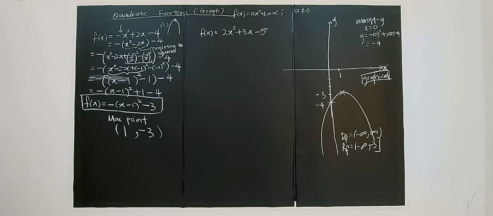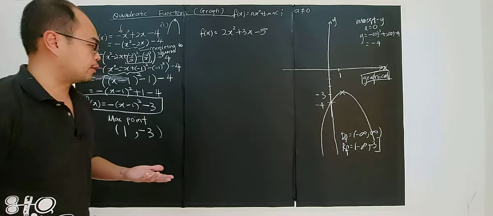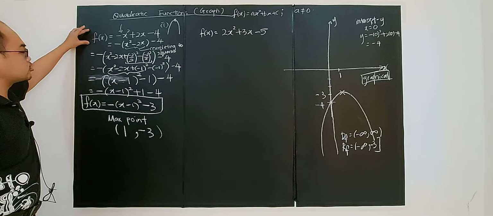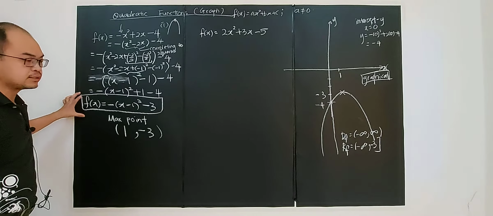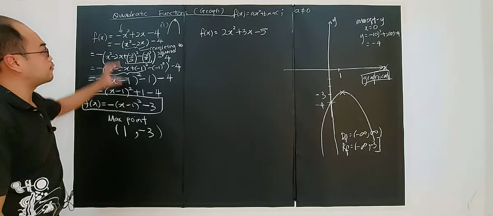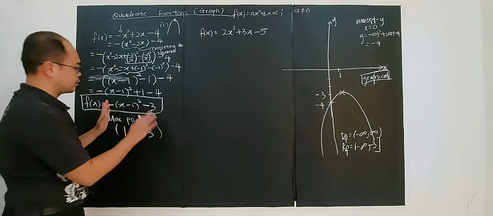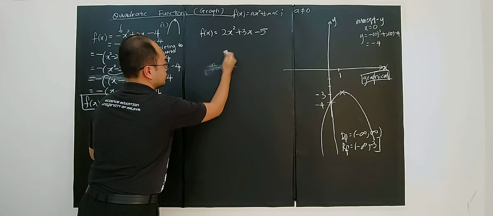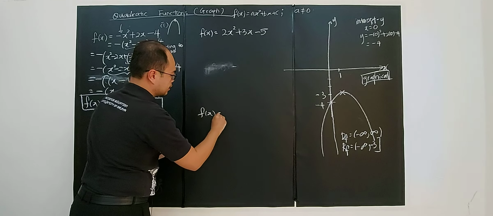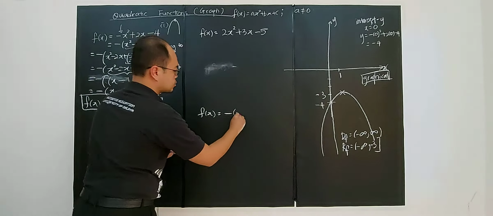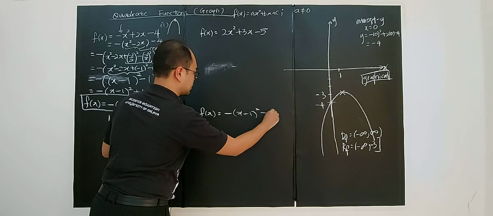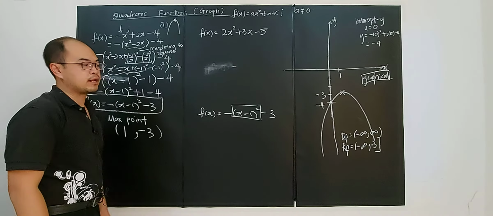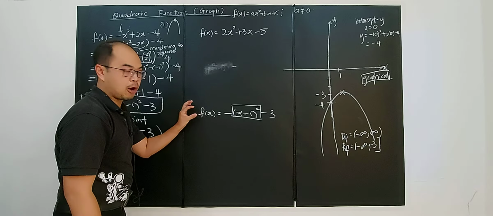So you also can use the algebraic way to find the range. Very simple. You already did the completing the square. Then you use this function. This comes from this function, right? So as a start, I know that f(x) is negative (x minus 1) squared minus 3, right?